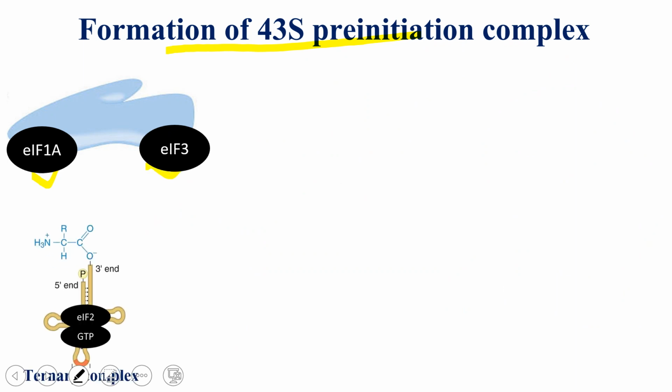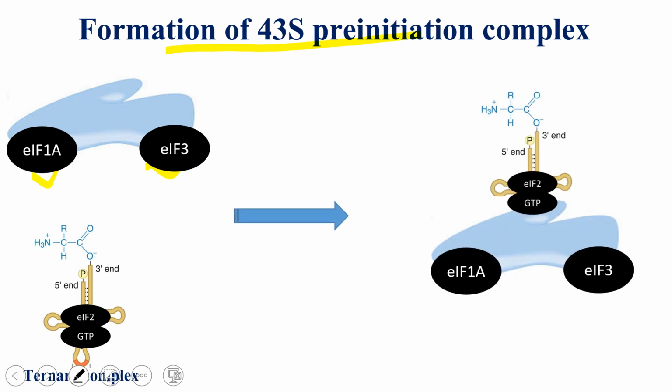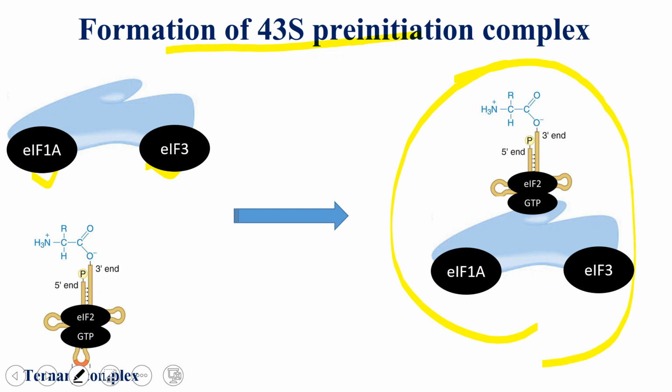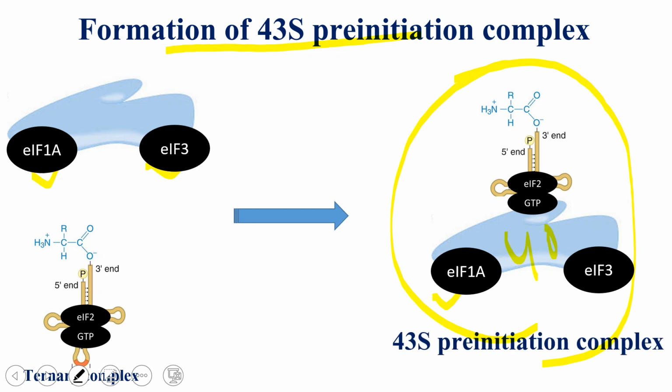And then we have this ternary complex. These two combine together and form a complex. This complex has 40S associated with initiation factor 1A, initiation factor 3, and factor 2 with GTP. This is called the 43S pre-initiation complex.